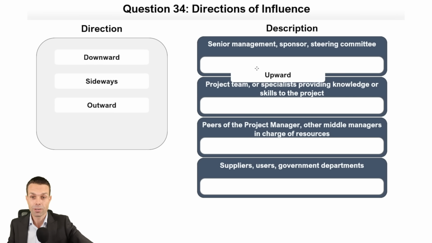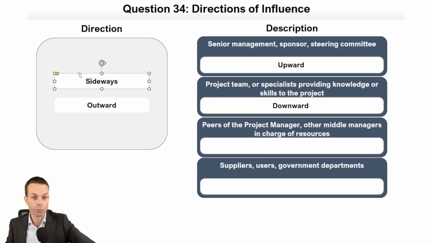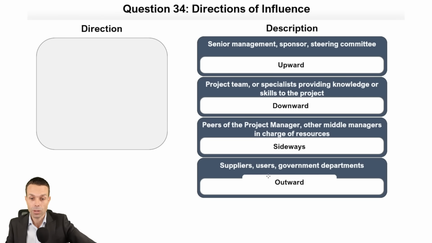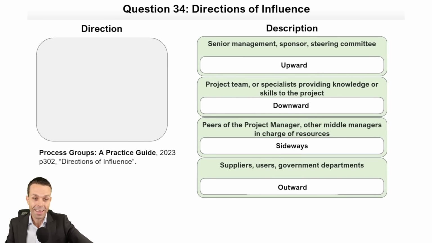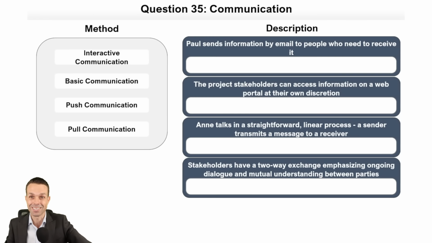Peers of the project manager, other middle managers and people in charge of resources in a functional area, for example, they're going to be sideways to us. And that means suppliers or government departments or even users of the system or the thing that we're delivering are outside the project team. They are outward for our directions of influence. And there we go. Absolutely fantastic. How did you guys go with that one? Directions of influence in the process groups practice guide, page 302. Excellent stuff. All right, halfway through this little section.